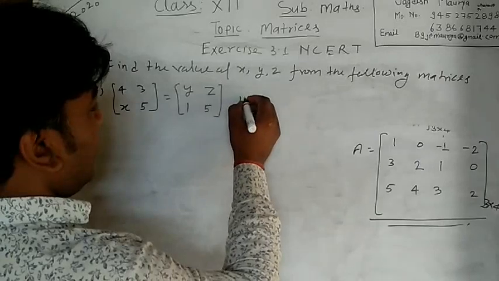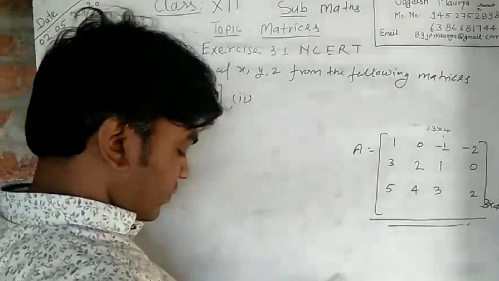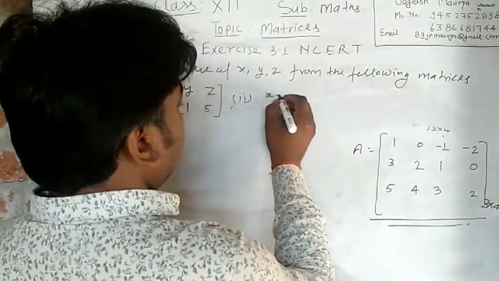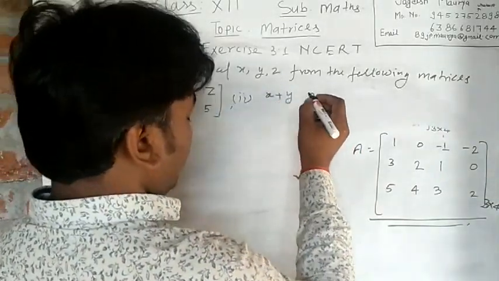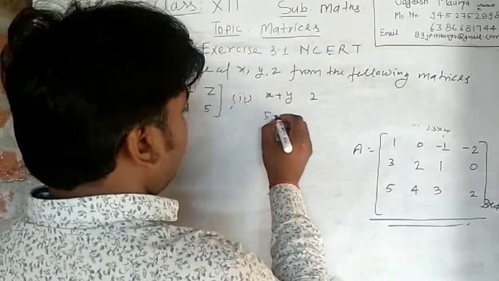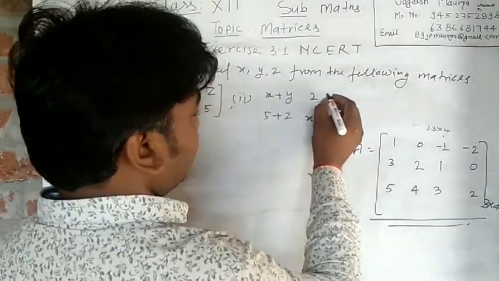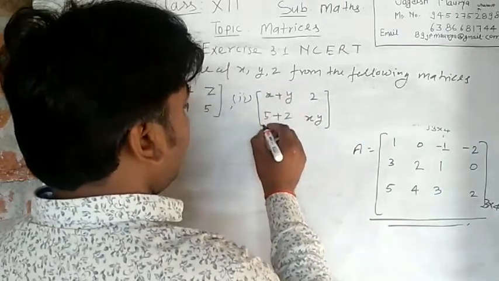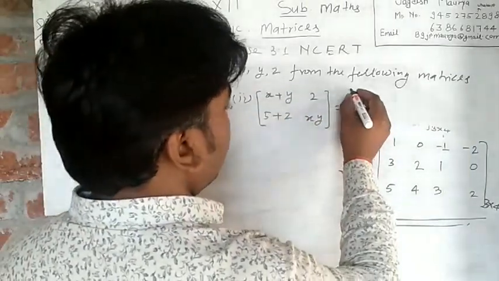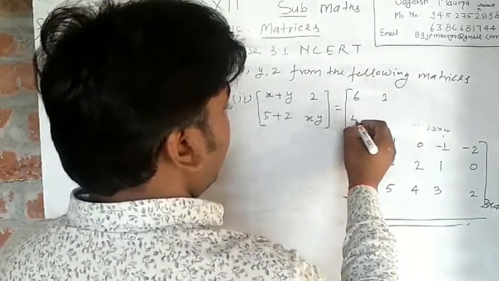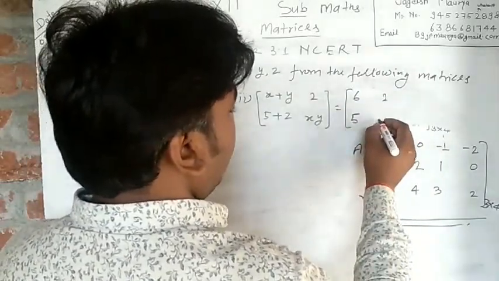The second is given: x plus y, 2, 5 plus z, xy equal to 6, 2, 5, 8.